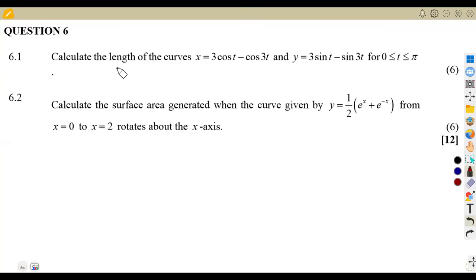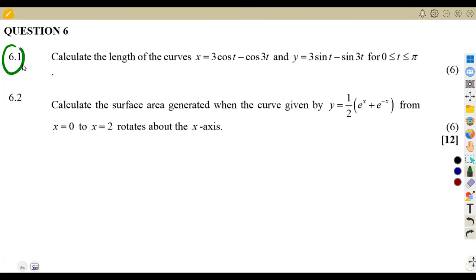In the calculation of the length and also the surface area that is generated when the curve, whatever that is given, rotates about a certain axis. So this is what we want to know, how to answer these typical questions, because it's just a repetition that you're going to have. All right.